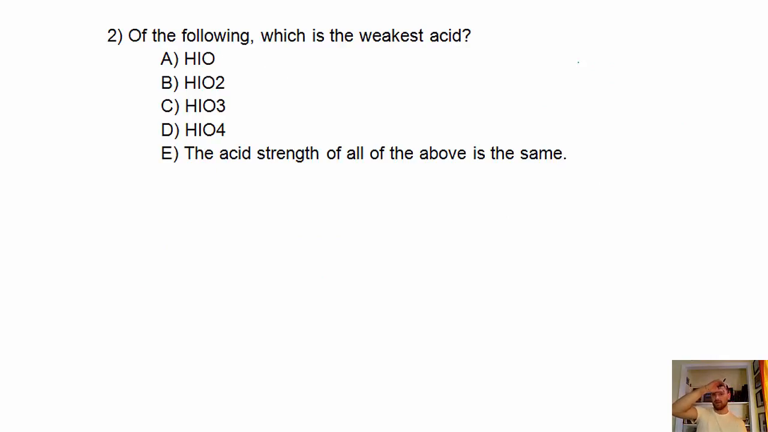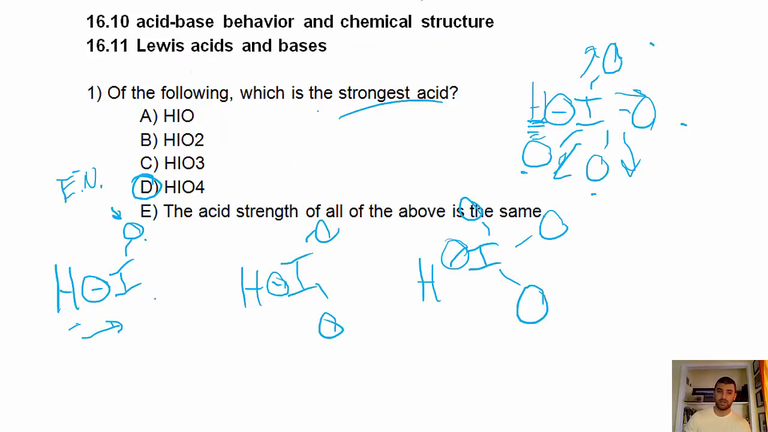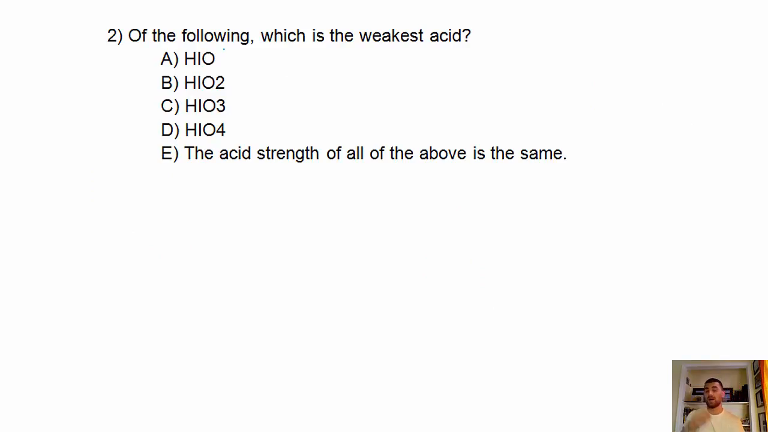All right, so number two, of the following, which is the weakest acid? So it's the same thing but different, right? So if I just go back real quick, HIO4 was the strongest acid because it had the weakest hydrogen iodine bond. Well, which one's going to have the strongest bond? Which one's going to be the least likely to pop out a hydrogen? It's going to be choice A.